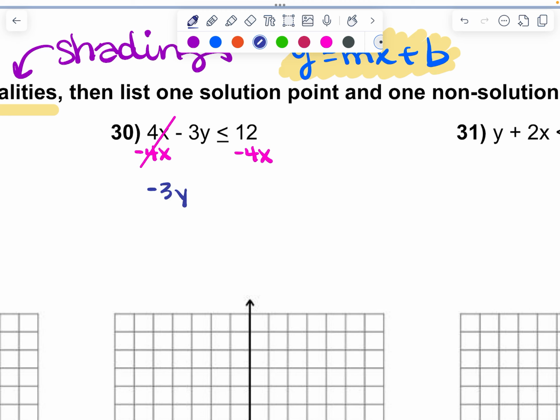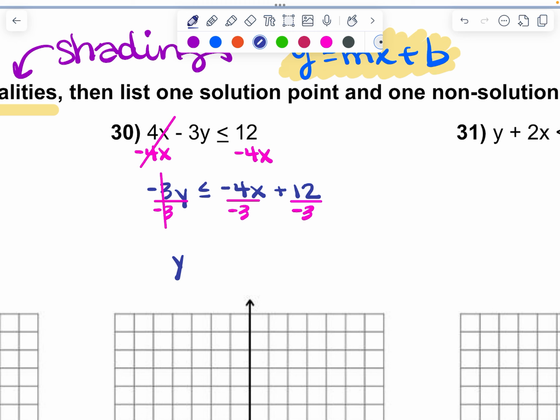All right, and that is going to give us negative 3y is less than or equal to, I'm going to put that negative 4x term in first and then kick that positive 12 out to the side so it can have that mx plus b action going on. And then, of course, we still need to get the y by itself, so we have to divide every term by negative 3.